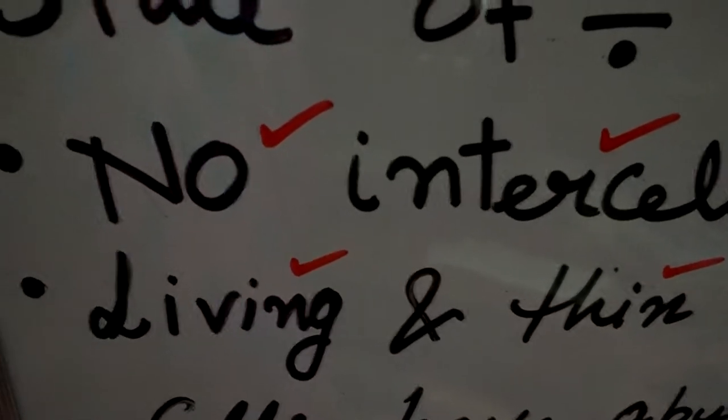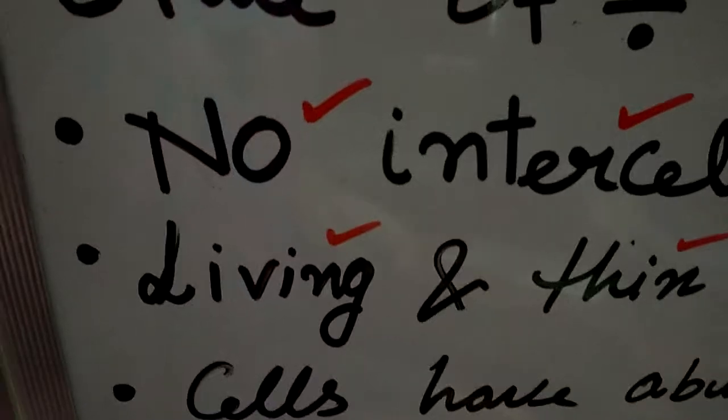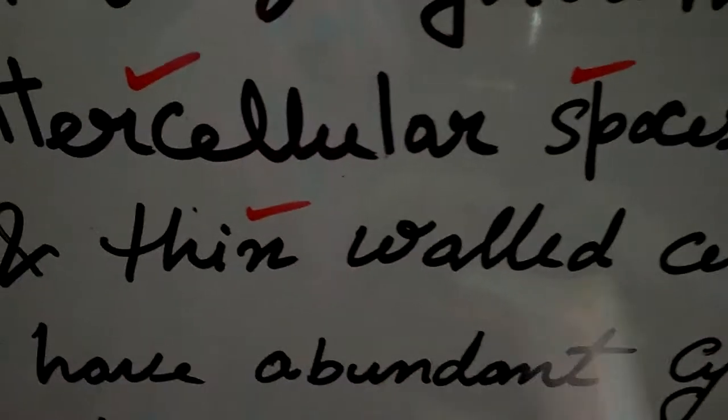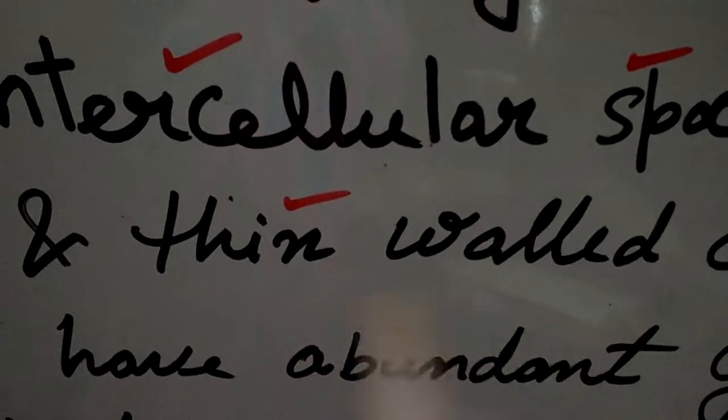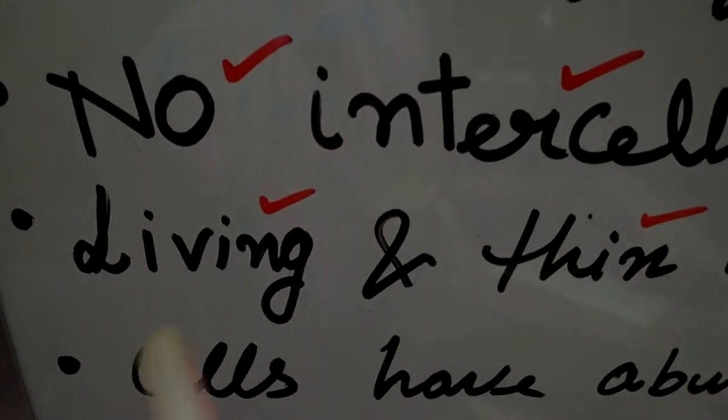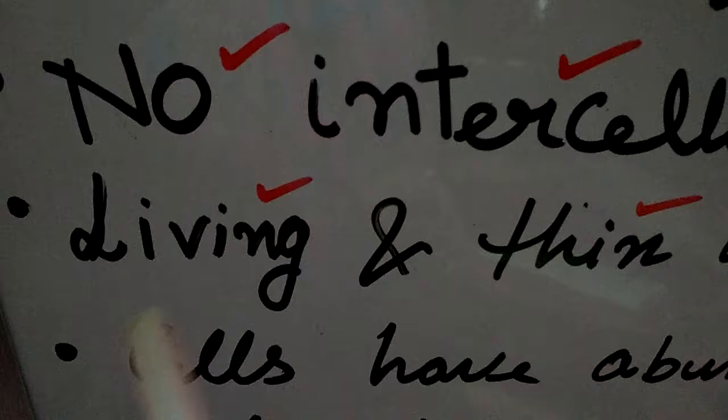But the cells forming a meristematic tissue are living in nature, thin walled. This is a very important criterion for a cell to be living. So meristematic tissue consists of those cells which are living. And why living? Because they have thin walled cells.